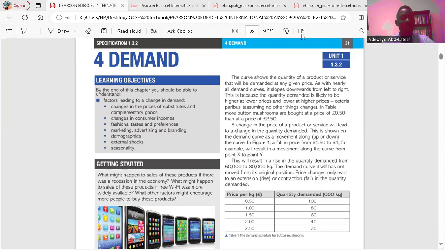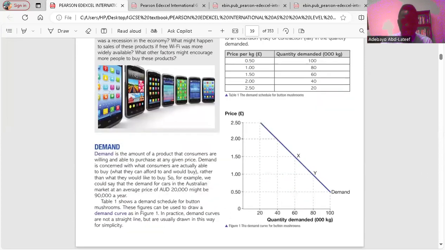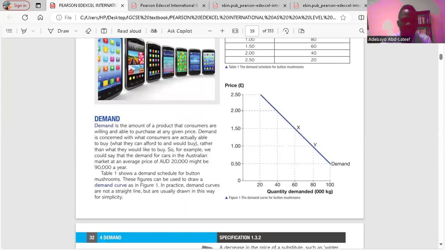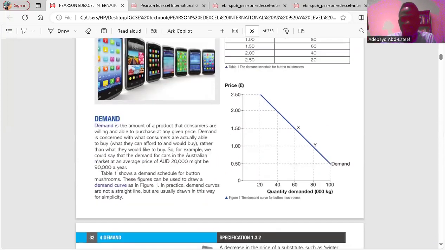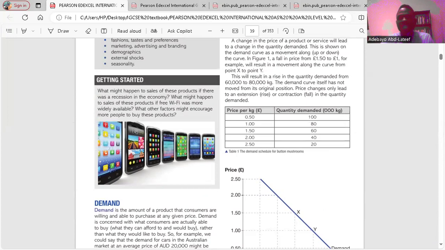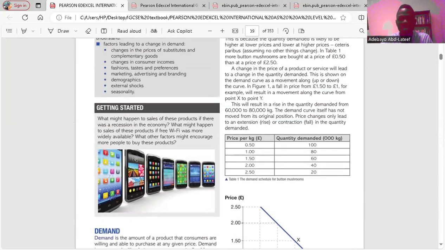Okay. So we go on to chapter 4. Demand. When we talk about demand, we're talking about the quantity of goods and services consumers are willing to buy at a given price and time. So demand is the amount of a product that consumers are willing and able to purchase at any given price. That is what demand is. And we have the demand curve, which is a graph that shows the relationship between the quantity demanded of a product and the price of the product.